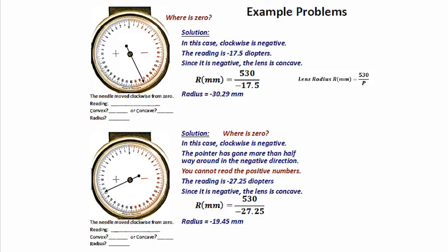This diopter gauge is different because it says the needle moves clockwise from 0, so we have to count clockwise for this, even though you might have a tendency to want to count from 0 all the way down here like that. So plug this into the equation, your power including the negative signs, and you're going to get about minus 19.45.